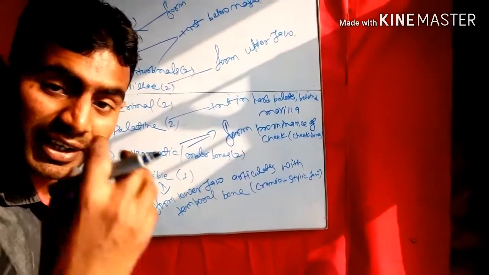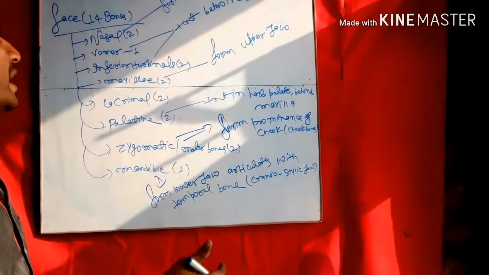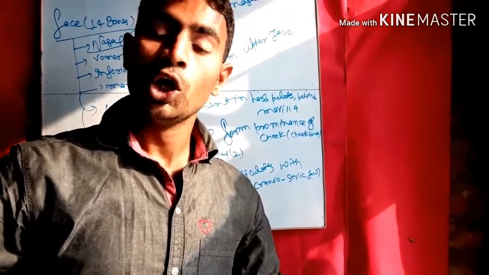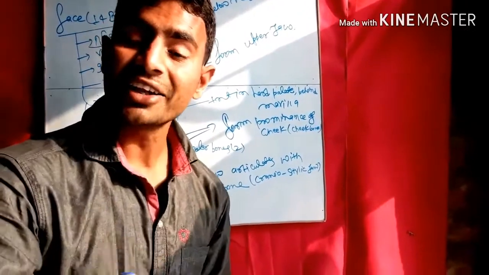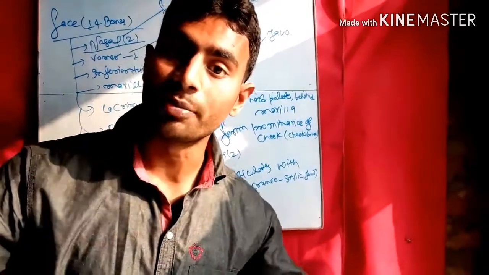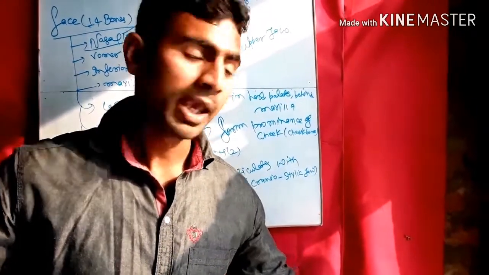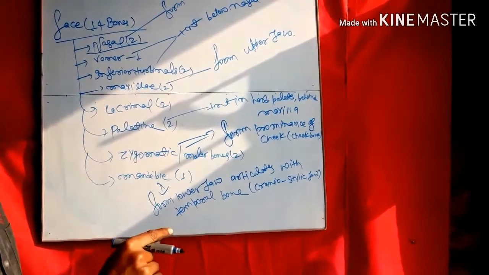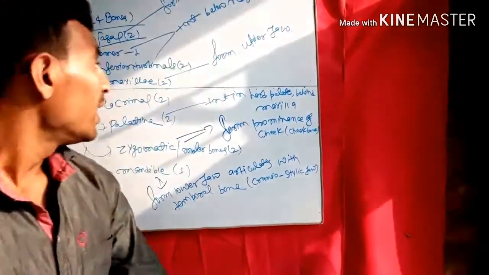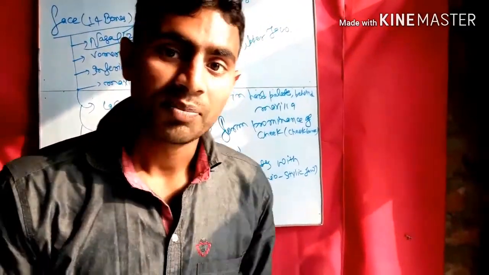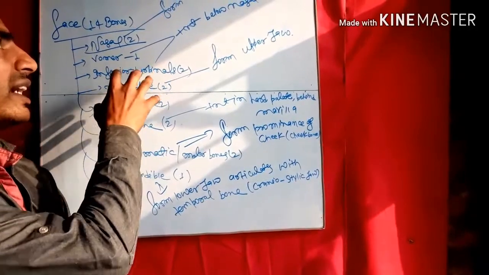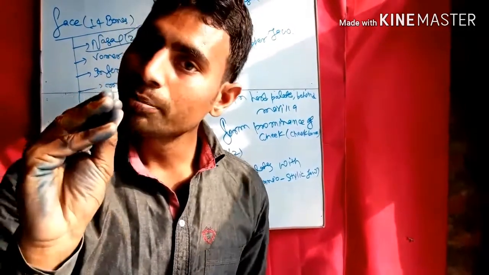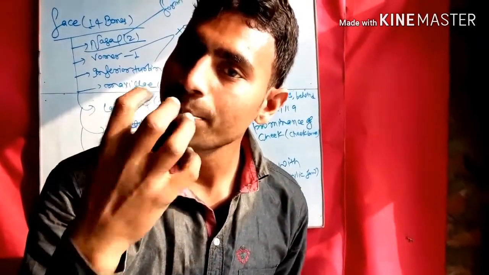Where are the 14 bones present in the face? You can see here the nasal. Nasal means nose, and nasal cavity means the space of the nose. In the nasal, 2 bones are present. Which 2 bones are present in the nasal? They form the bony part of the nose.